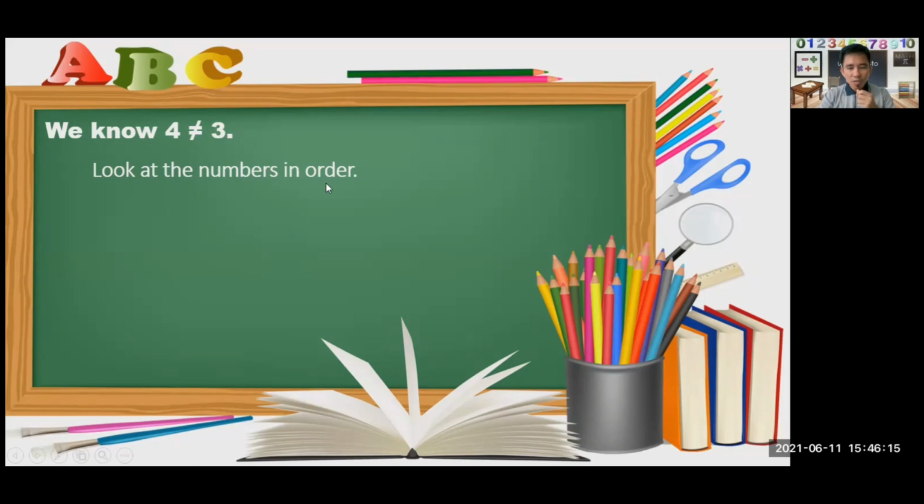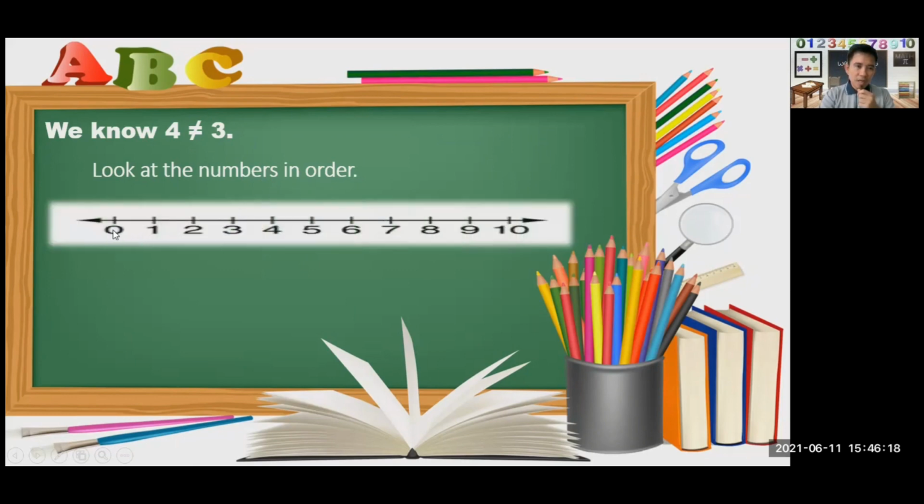Now, look at the numbers in order. Here, you can see 0 to number 10. Let's count: 0, 1, 2, 3, 4, 5, 6, 7, 8, 9, 10. Now look at number 3 and number 4. Number 3 comes before number 4. Three comes first. So we say that three is less than four, or we write three, then this symbol, and then four. Three is less than four.